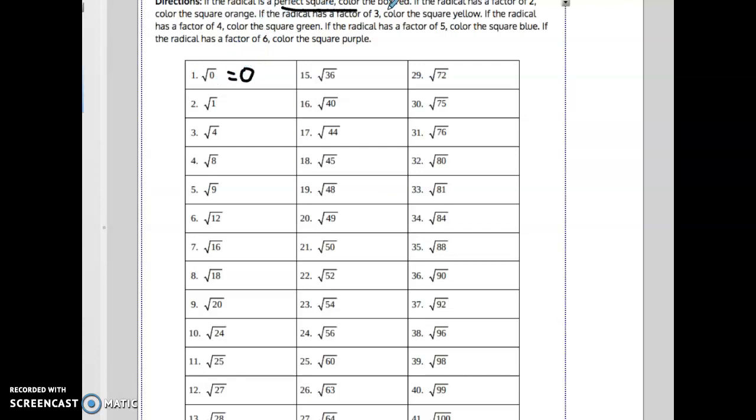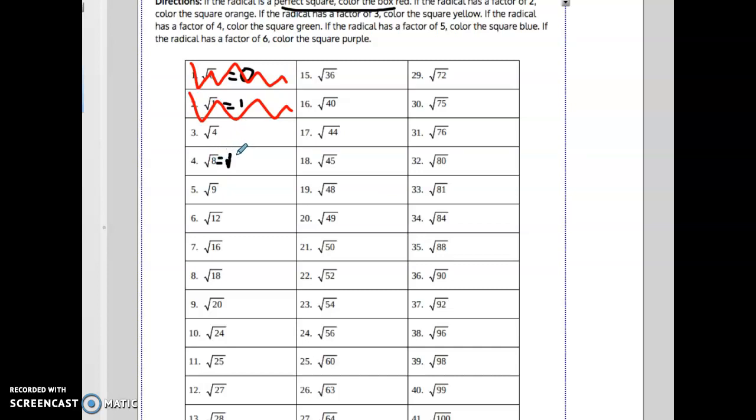If it's a perfect square, you color that box red and you can just lightly scribble in there. And then we look at the next one, the square root of 1 is 1. Oh look, that's also a perfect square. Okay, I'm going to do one that's not a perfect square. Let's do number 4. So I'm looking for my factors of 8. 8's not a perfect square.